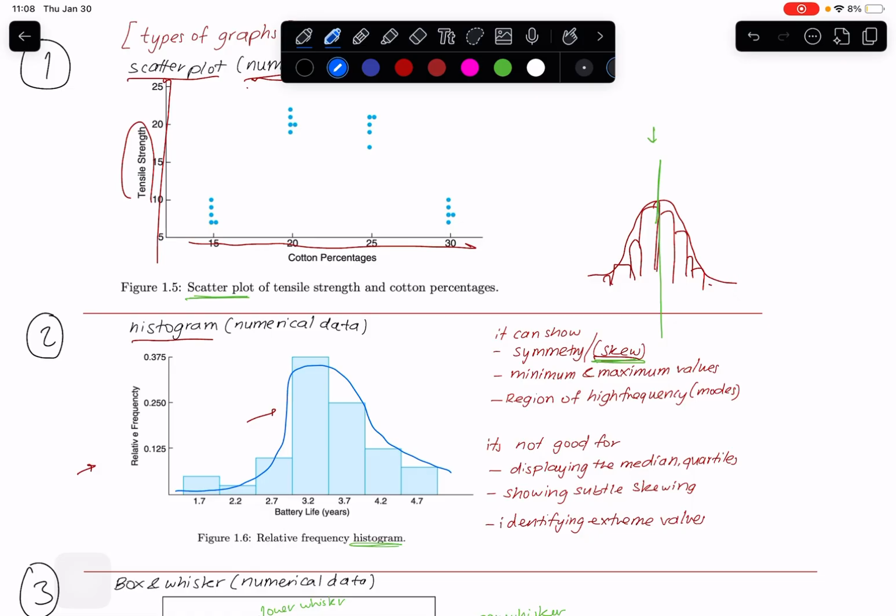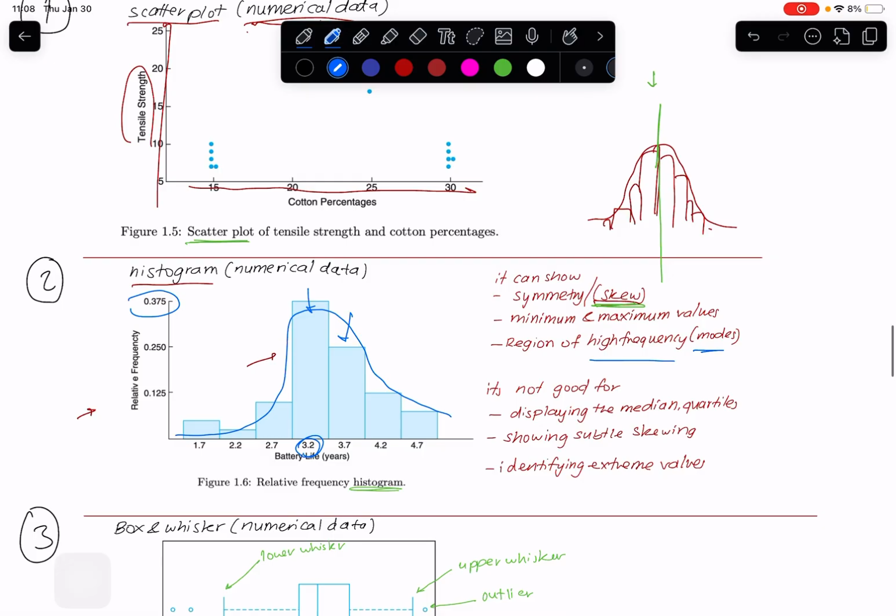here is the graph. Okay, so this is not symmetrical, first of all. Then one thing you can get is the high frequency, the modes. Here we have a high frequency, and you can see where the repeated values of the data set are present. For example, at 3.2 we have the common value. I don't want to get into details.